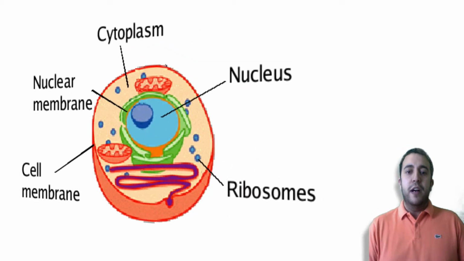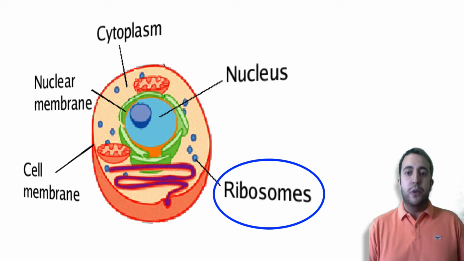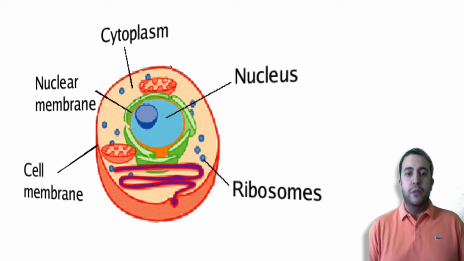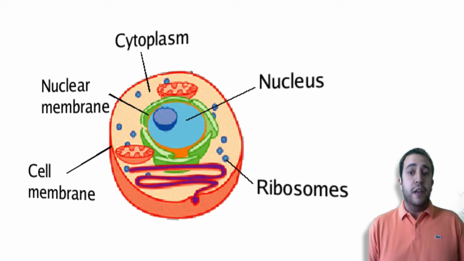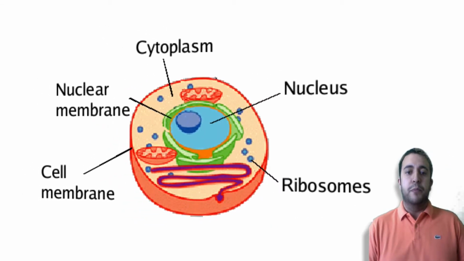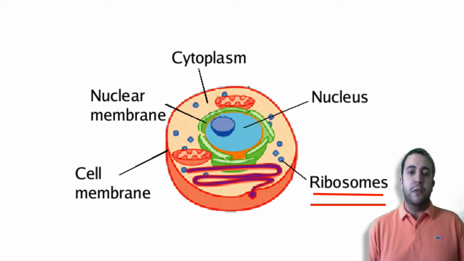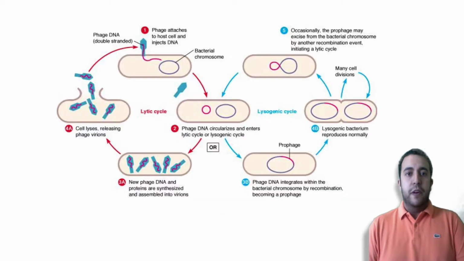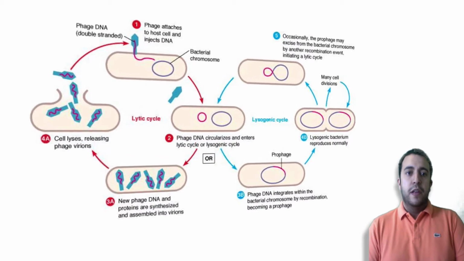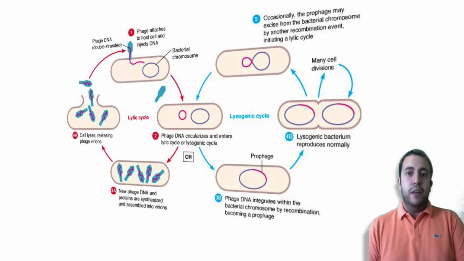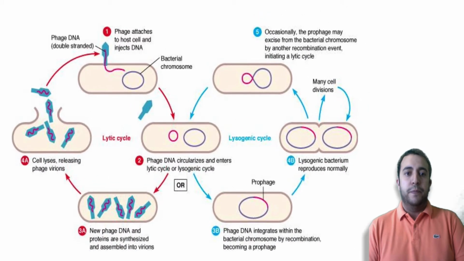Since viruses don't have ribosomes, as prokaryotes and eukaryotes do, they cannot replicate their DNA and proteins. So what they do is use the host cell ribosomes to make their own DNA and proteins. Viruses have two different life cycles that they can use in order to reproduce themselves. They can use either the lytic or the lysogenic cycle.